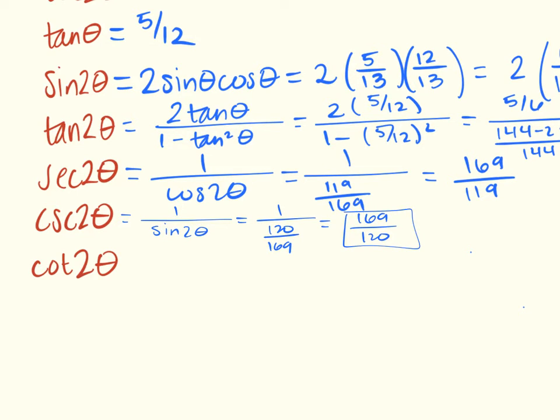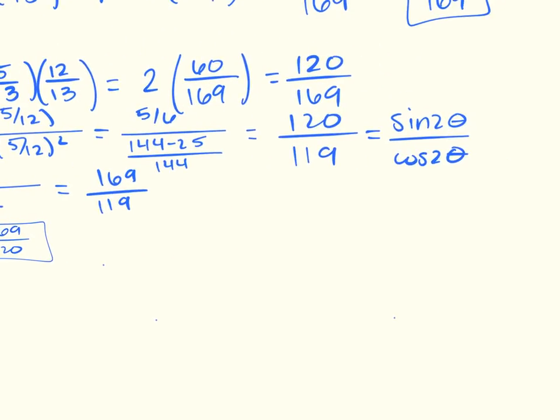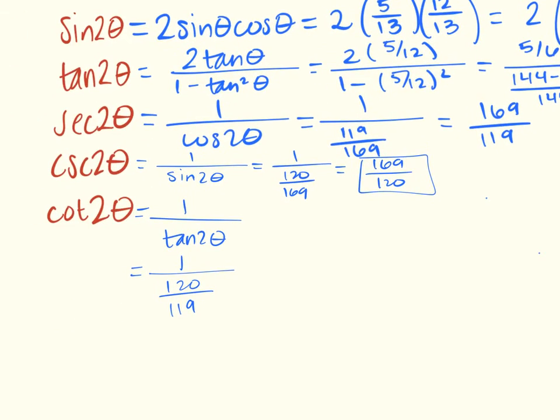And lastly, we need to find cotangent 2 theta, which is the reciprocal of tangent 2 theta. So this is going to be 1 over 120 over 119. Is that right? Let's double check that. Yep. So this will be equal to 119 over 120.